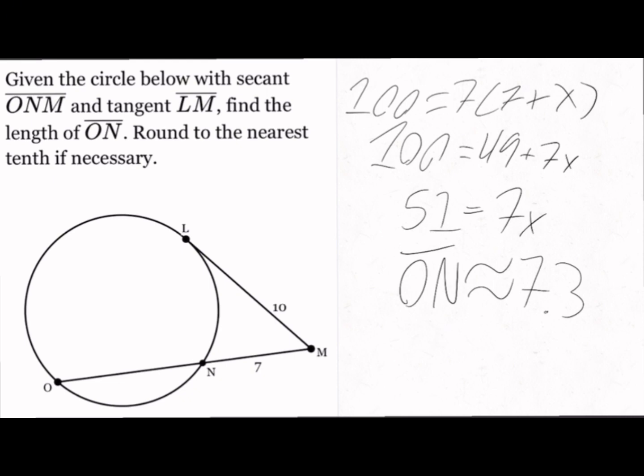And then you'd go 7 plus x times 7, parentheses, 7 times parentheses 7 plus x, which would mean 100 equals 49 plus 7x. Subtract 49, 51 equals 7x. So line ON is approximately 7.3.